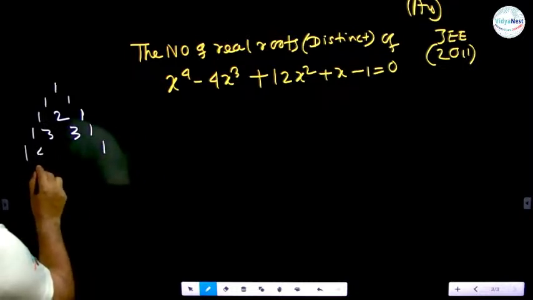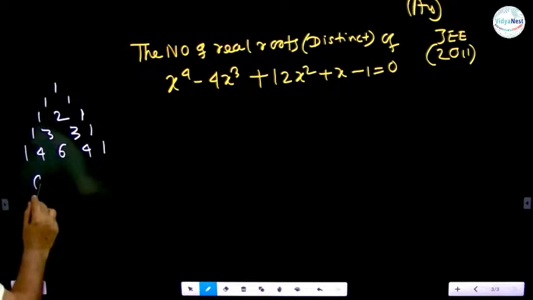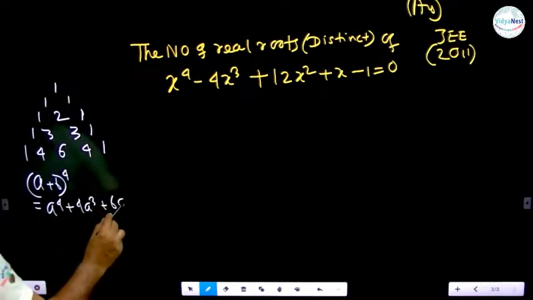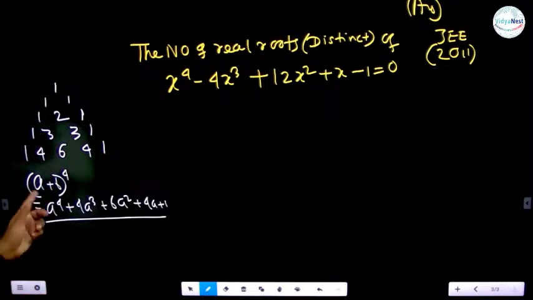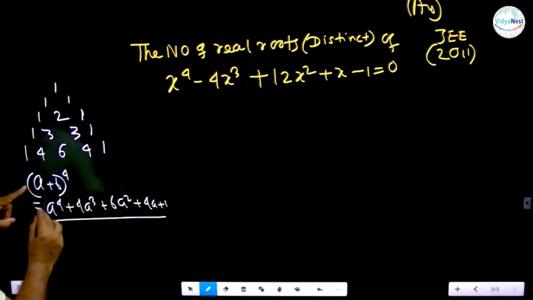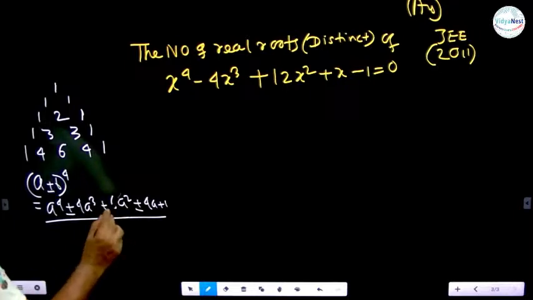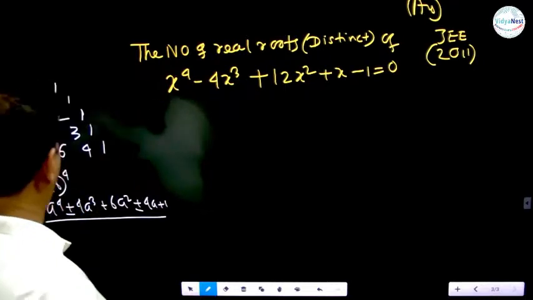Yes. 4, 6, 4, 1. So that will give you (a + b) whole to the power 4. That means a to the power 4, 4a cube, 6a square, 4a, plus 1. You can ask me how this expansion is related to this here, but in case of minus, the signs alternate: this will be minus, this will remain plus, this will be minus. So you can ask me how this sum can relate to this formula.